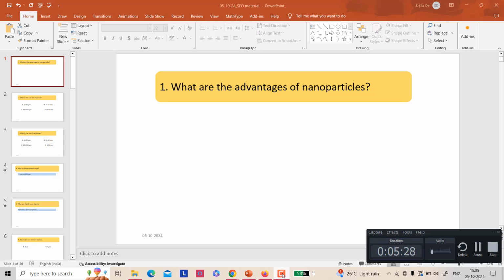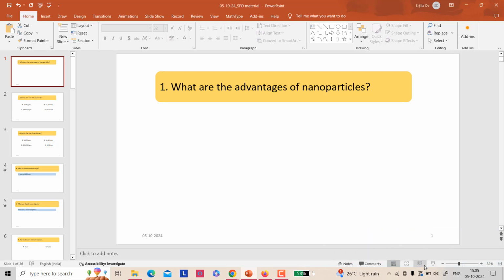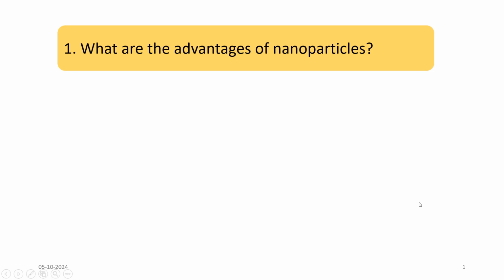So the first question is, what are the advantages of nanoparticles? Nanoparticle means the particle size in nanometer range. That is a very, very small particle. We cannot even see nanoparticles with our naked eye. So this type of particles has very many advantages.